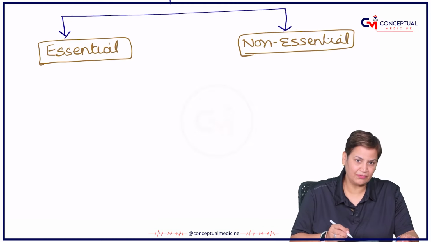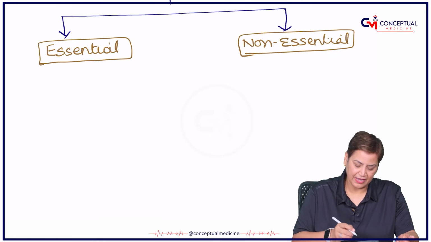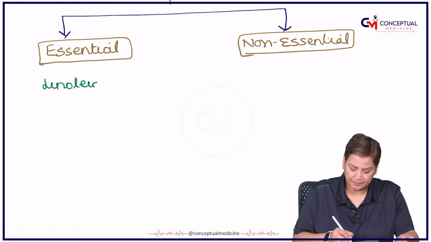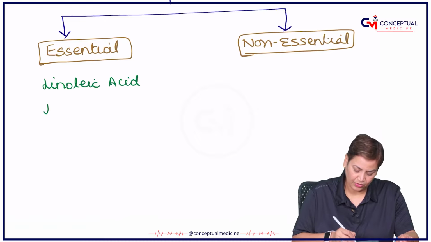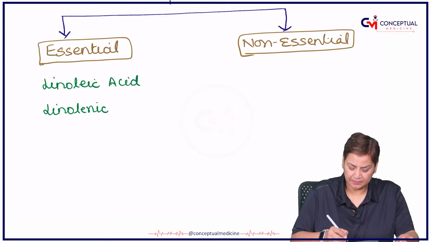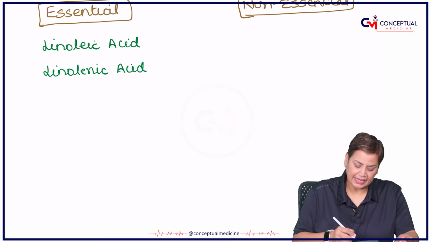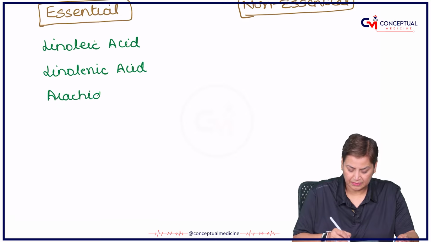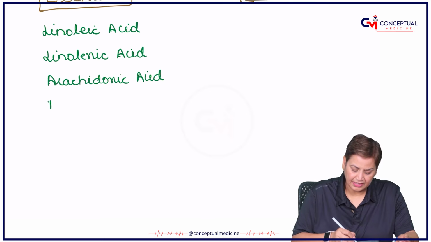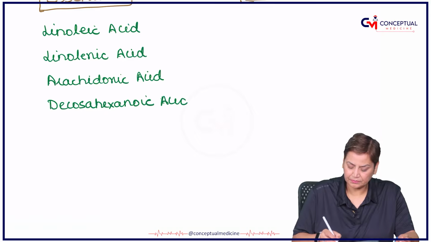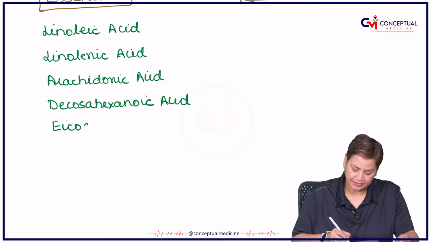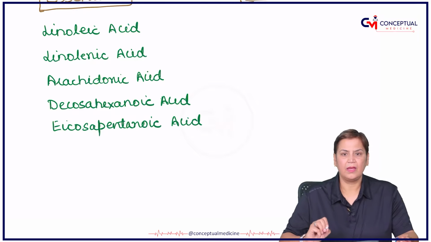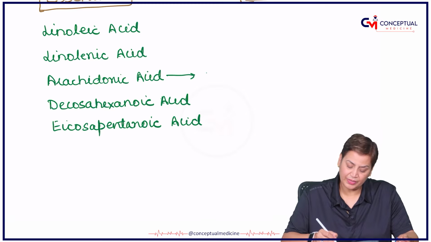So if we talk about essential fatty acids, they are 5 now: linoleic acid, linolenic acid, arachidonic acid, then eicosapentaenoic acid, and docosahexaenoic acid. Here arachidonic acid is considered to be semi-essential.